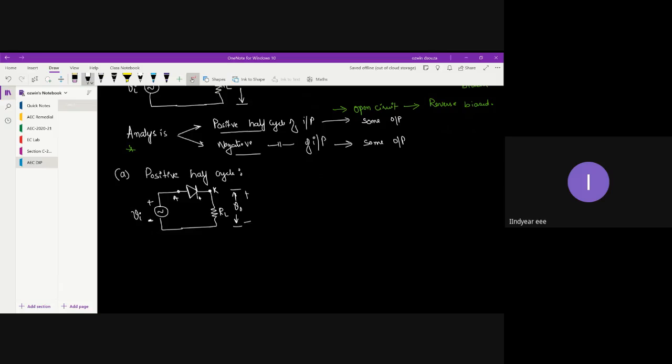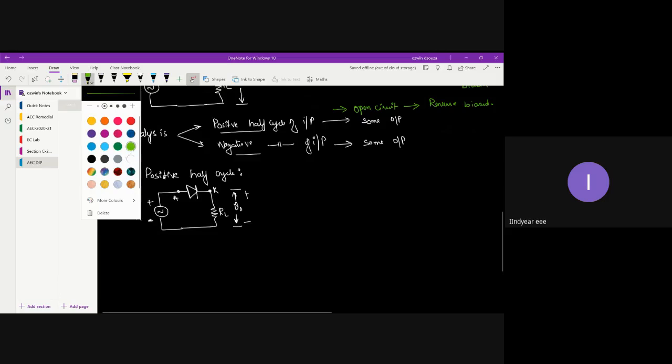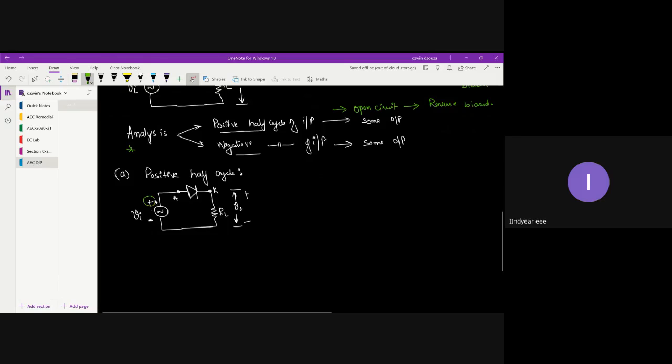Now, if you look at the circuit, you can clearly observe that the positive terminal of the source is connected to the anode. So whenever the positive terminal of the source gets connected to the anode, we say the diode is forward biased. Correct. So when the positive terminal of the source is connected to the anode, the diode is forward biased.